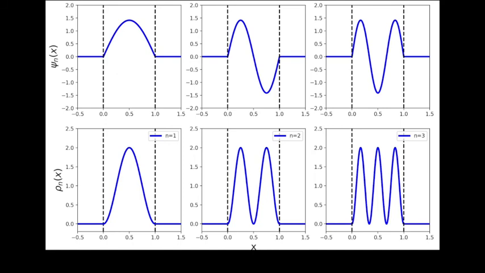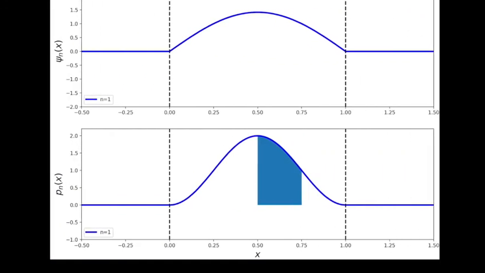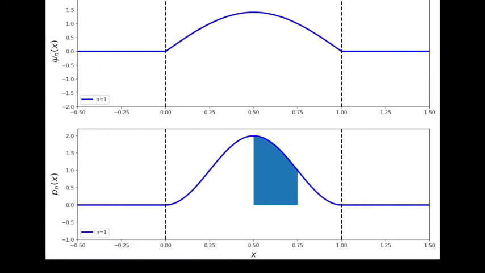As you can imagine, for the n equals 1 state, the probability of finding the particle is maximum at 0.5. But for the n equals 2 state, it is not at 0.5. It is at the places where the function is maximum. Similarly, you can look at n equals 3 now, which will have 3 such maxima. So we talked about where the probability of finding the particle is maximum, but we can also ask the question, what is the probability? This is the case for n equals 1 state only.